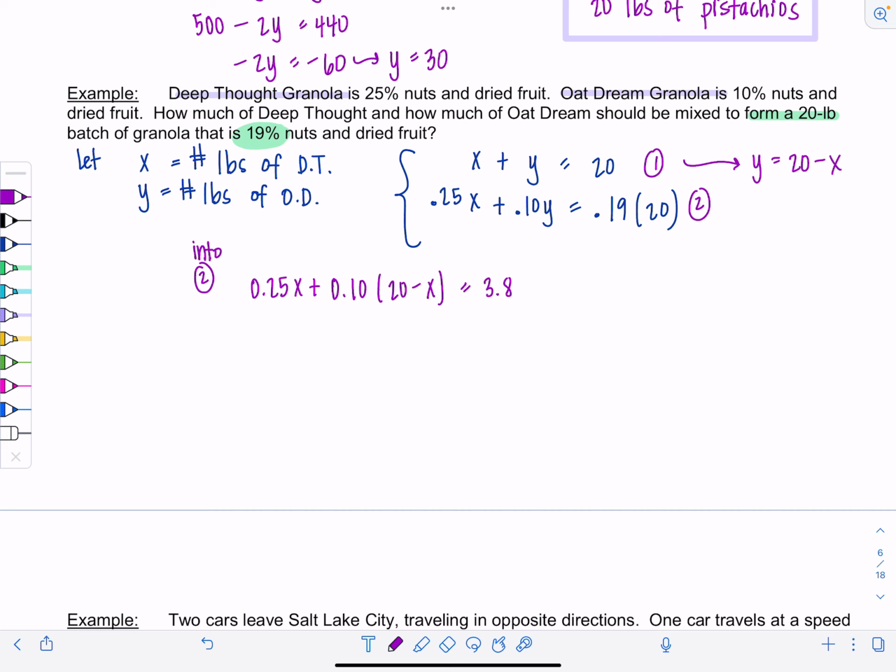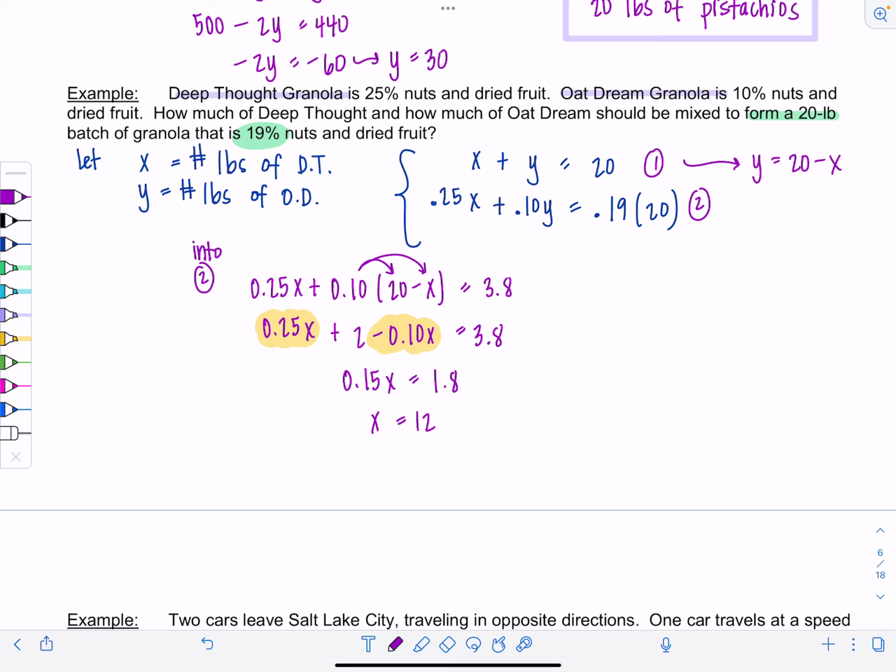Okay, good. So let's see. Next step would be to distribute 0.25X plus, if I distribute 0.10, yes, we're going to have 2 minus 0.10X equals 3.8. And then here I have like terms, so I can combine them. That's 0.15X equals 3.8 minus 2 is 1.8. Divide by 0.15 and you should end up with X equals 12.